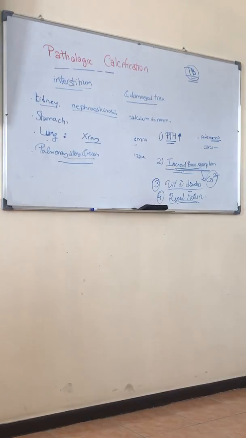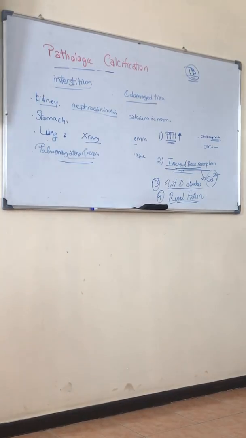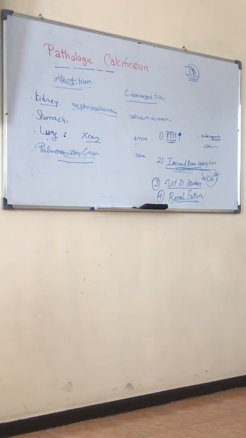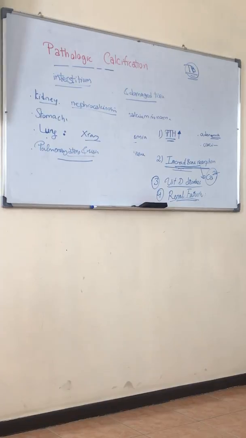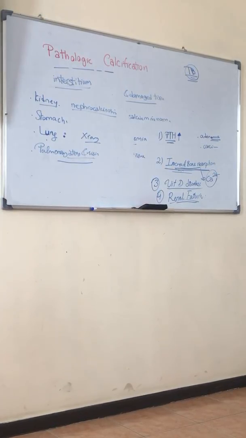So note the differences between the two types of calcifications, and the level of serum calcium, which is normal in the dystrophic type and is high in the metastatic type, and hypercalcemia is the cause of calcification in the metastatic type.